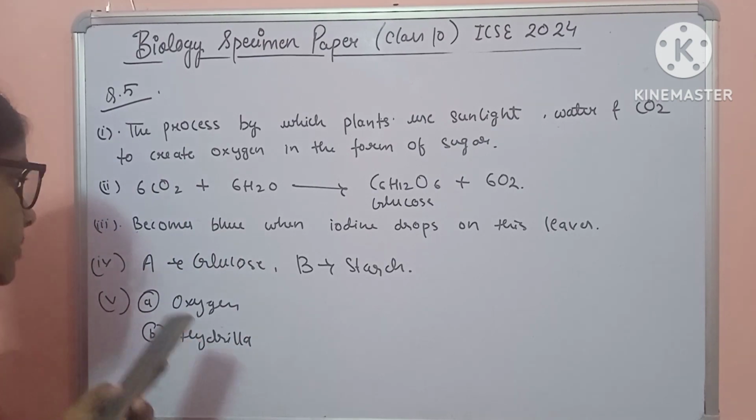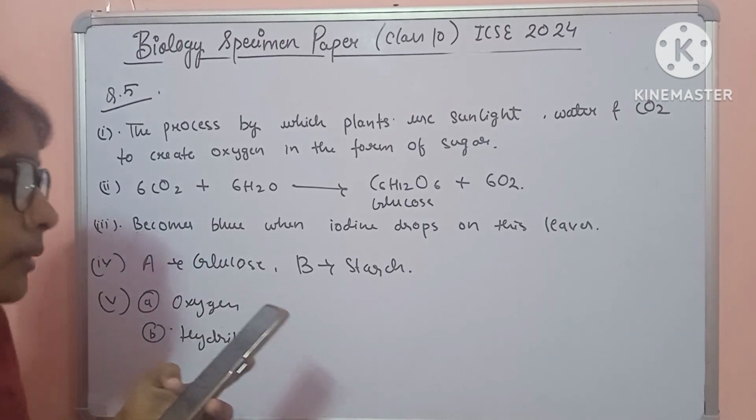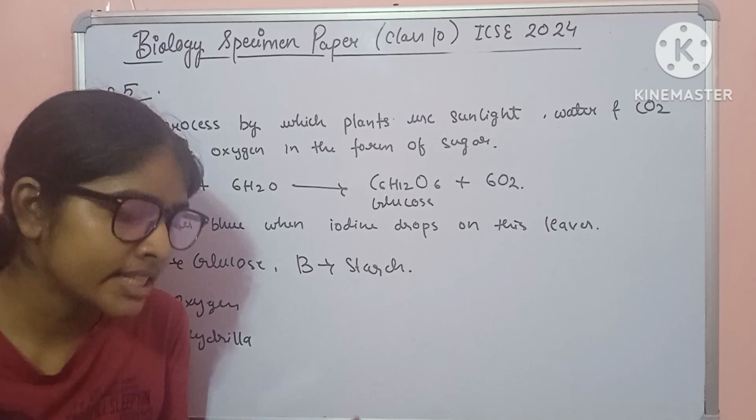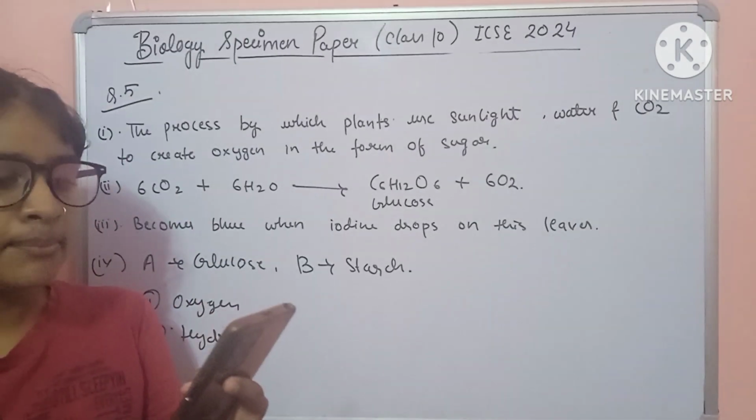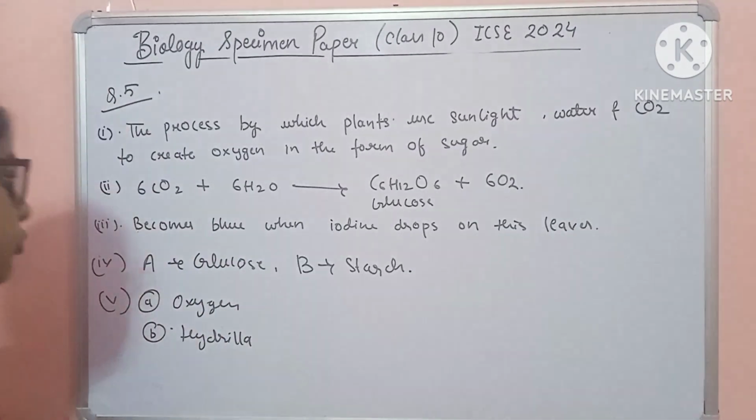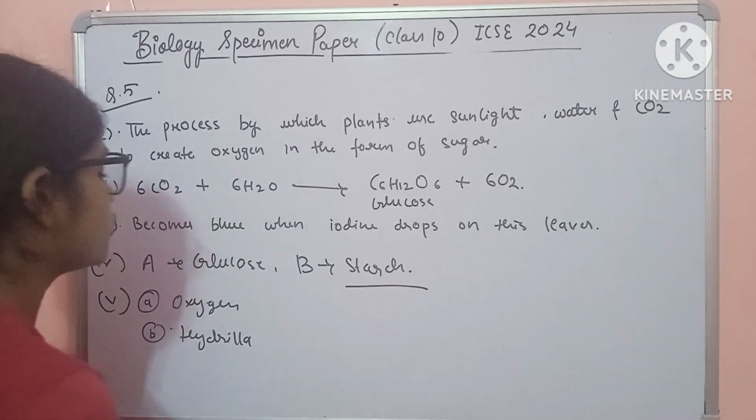It is enough as an answer. Now fourth, the initial food prepared by a green plant is food A, which is later converted to food B by polymerization. Name food A and B. Food A is glucose and B is starch.